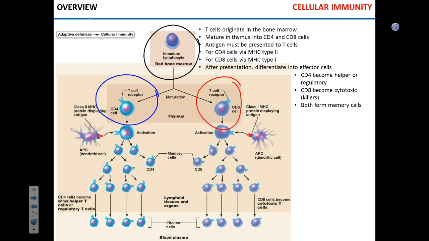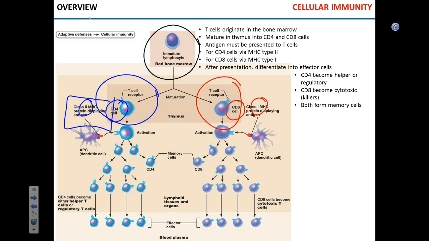CD4 cells have class 2 MHC proteins on the surface, and therefore can recognize only class 2 MHC on the dendritic cells. Am I clear? So how do you remember? I have a mnemonic rule. It's always 8. So CD4 recognizes class 2: 4 by 2 equals 8. CD8 recognizes class 1: 8 by 1 again equals 8. So far, is that clear?